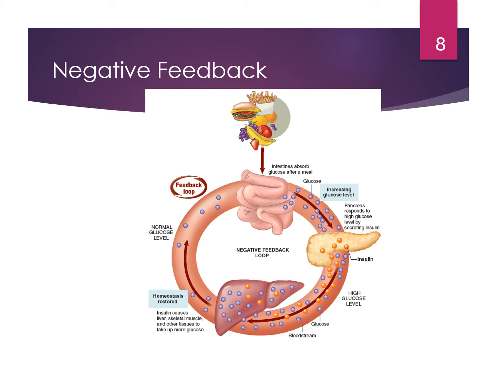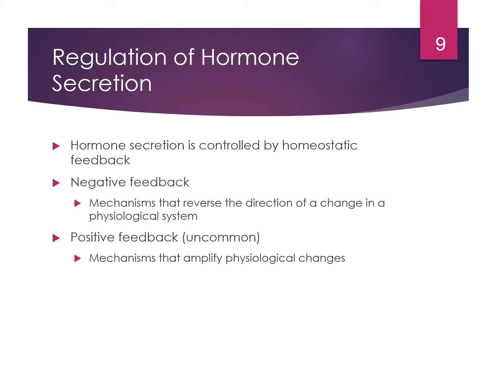And then when the blood glucose levels are back to a normal level, that negative feedback loop stops. For a positive feedback loop, a good example would be uterine contractions during childbirth, where the uterus contracts harder and harder until the delivery of the infant is complete. As discussed, the regulation of hormone secretion is controlled by two types of feedback, either a negative feedback loop or a positive feedback loop.